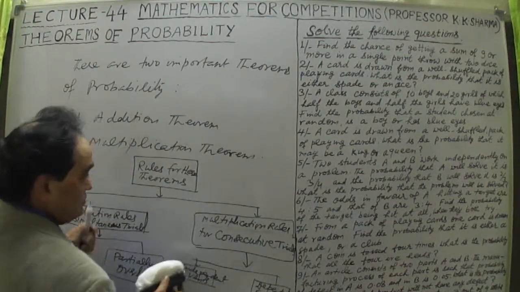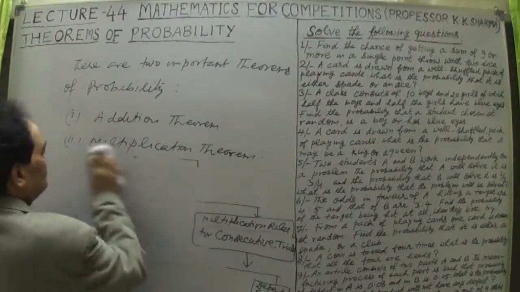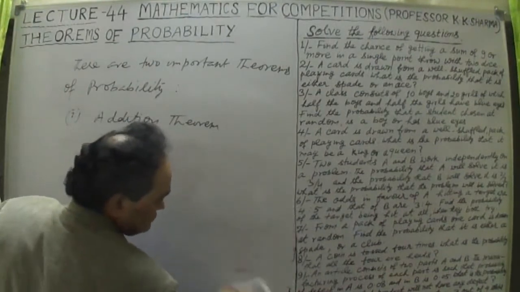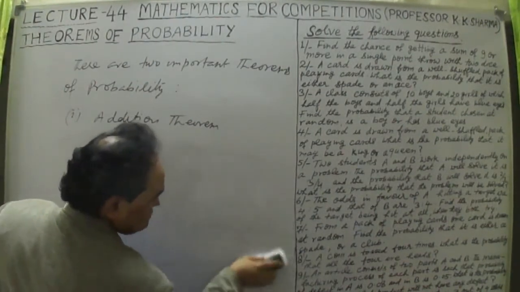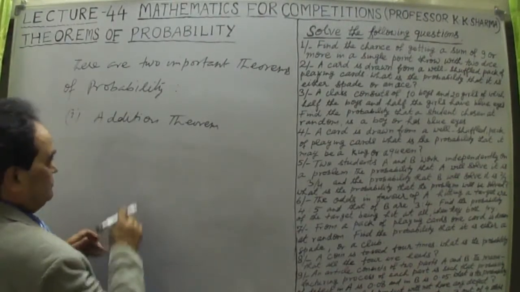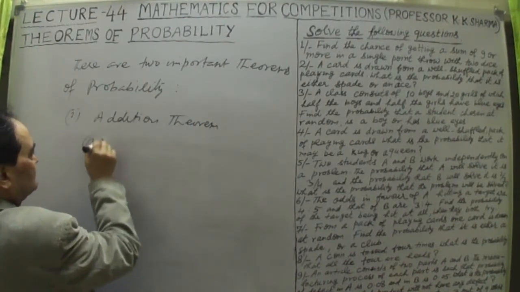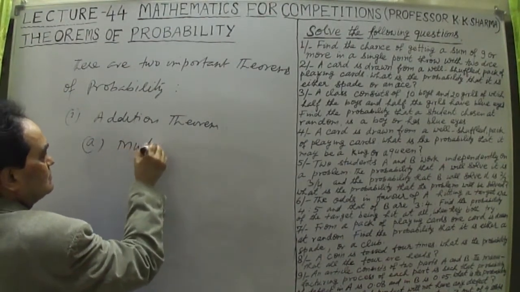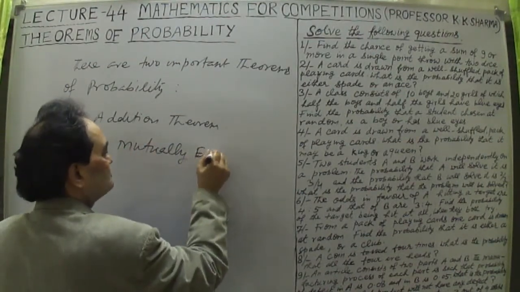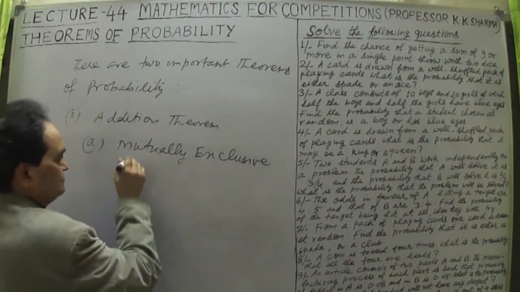Okay, now let me take one by one. First, let me define the addition theorem. After that, the multiplication theorem, both of them. So first is the addition theorem. What are the addition theorems? First for mutually exclusive events, as I have talked about. So the addition theorem for the first case is when two or more than two events are mutually exclusive. Mutually exclusive events.